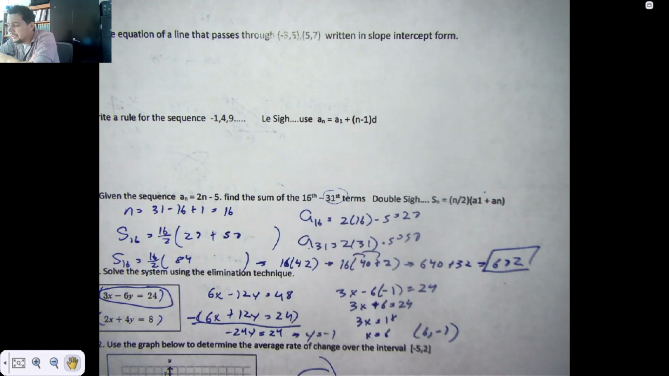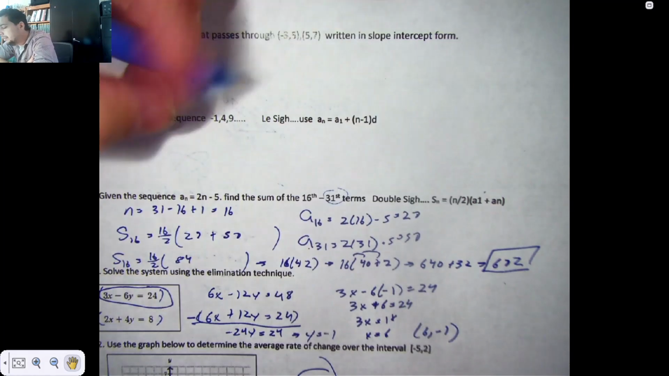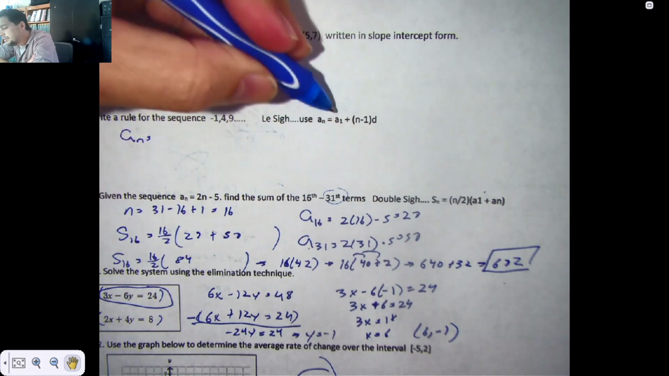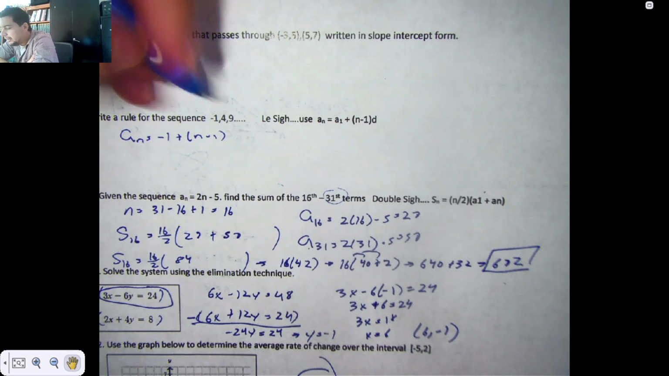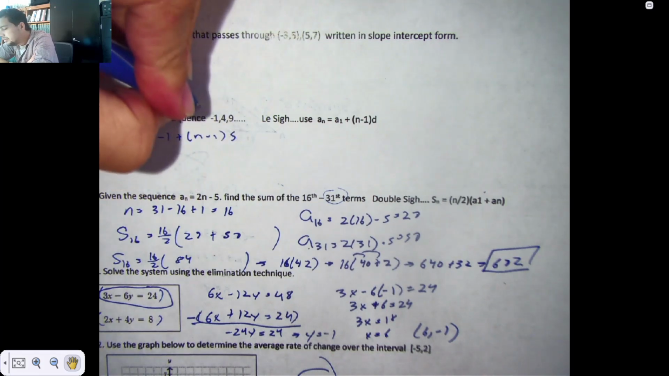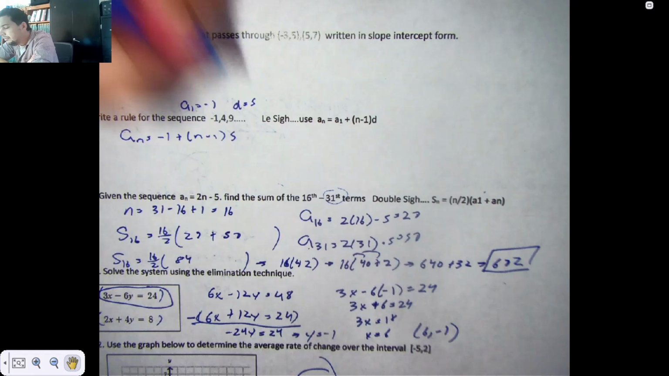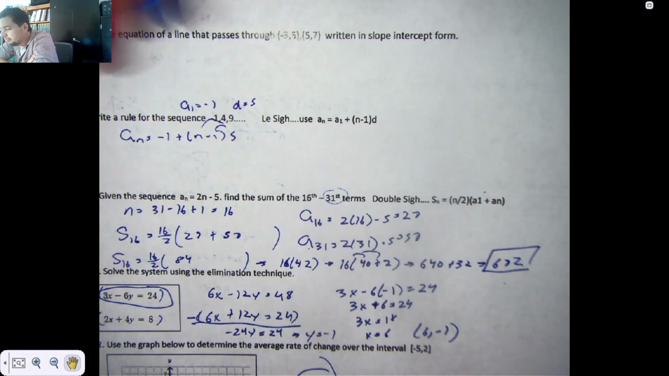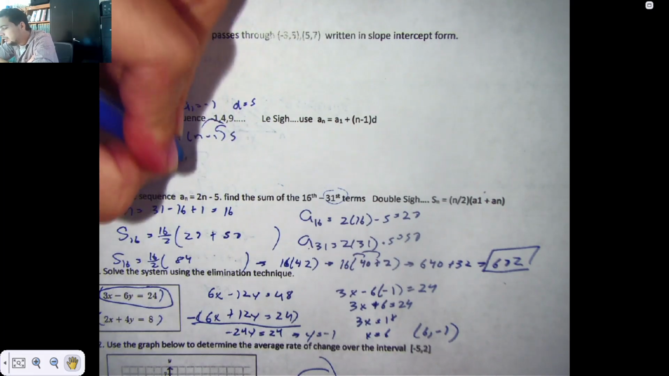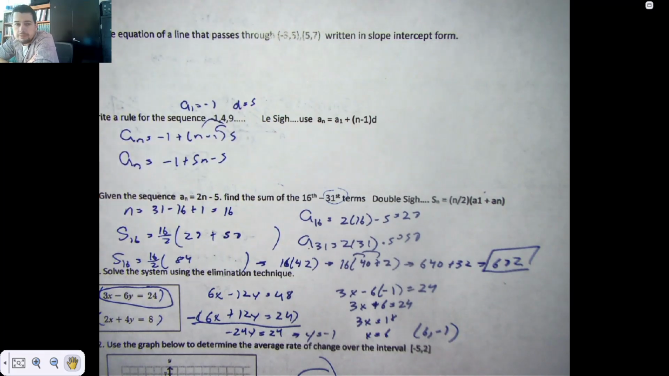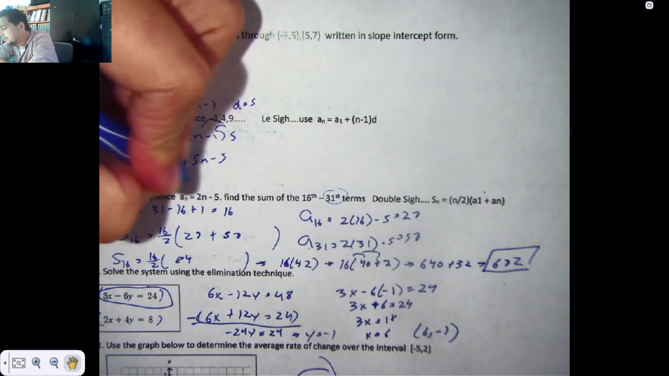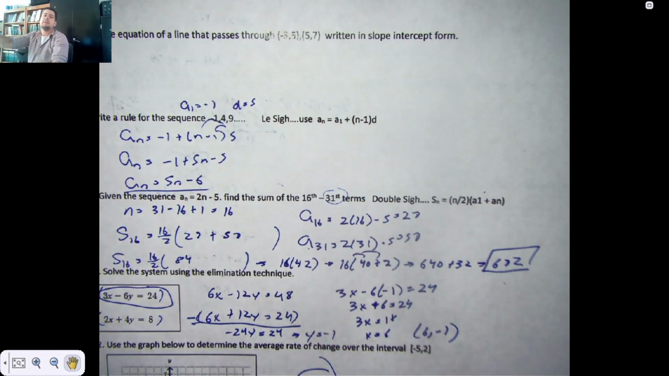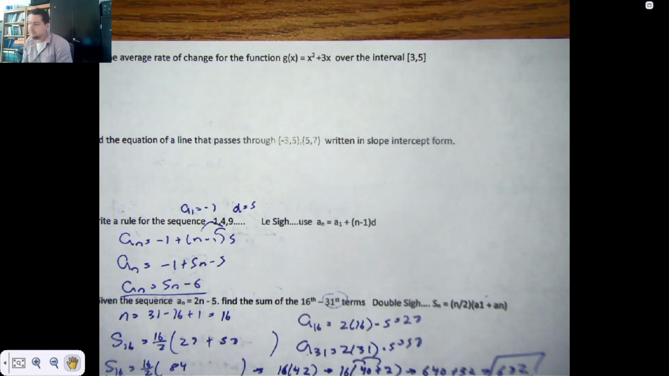Write a rule for the sequence -1, 4, 9. Formula's given. The first term is -1 plus n minus 1. The difference here appears to be 5. So a sub 1 was -1, and the common difference, d, is 5. And then I just distribute and combine like terms. So if I distribute the 5, I have -1 plus 5n minus 5. When I combine like terms, I have 5n minus 6, done. This is something that's old. It's like 8th grade year old, and I don't know why y'all can't do it still.